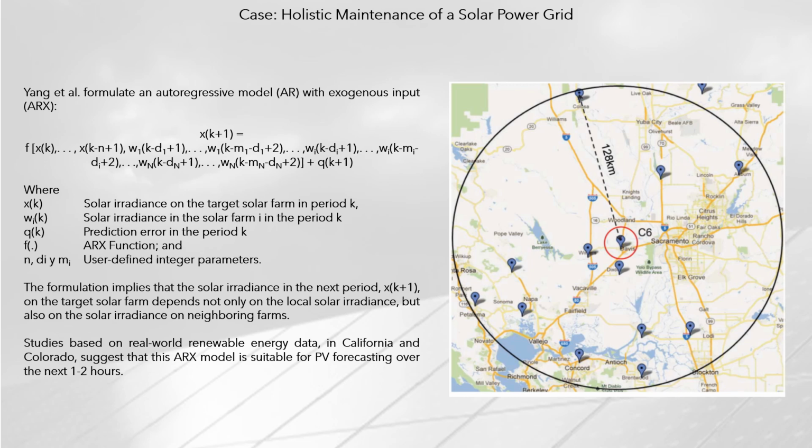not only on the local solar irradiance, but also on the solar irradiance on neighboring farms. Studies based on real-world renewable energy data in California and Colorado suggest that this ARX model is suitable for photovoltaic energy forecasting, PV, over the next 1 to 2 hours.